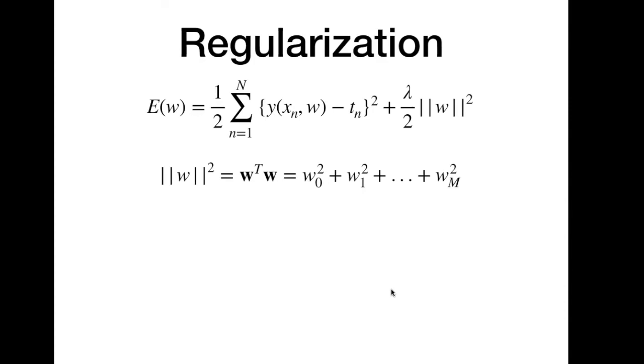So regularization involves adding a penalty term to the error function to discourage the coefficients from taking larger values. A common form of penalty is L2 regularization, which minimizes the inner product. So this is L2 regularization, which is written in this form. This is the inner product of the weights, or the length of the weight vector.